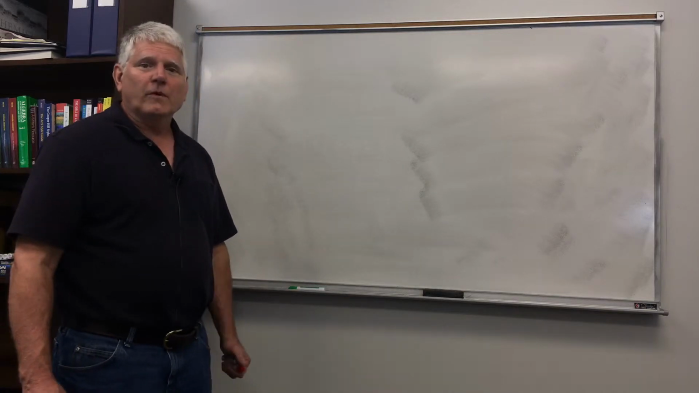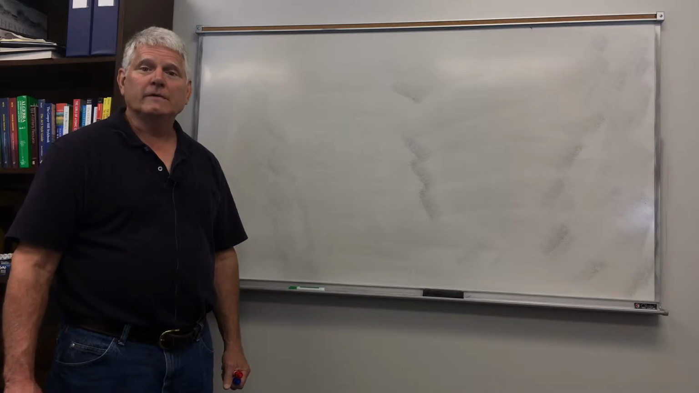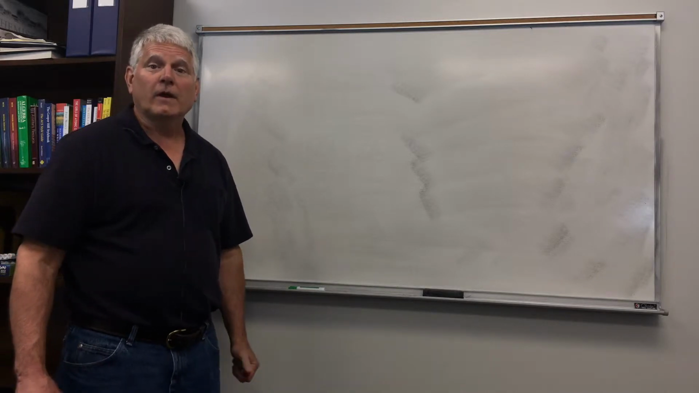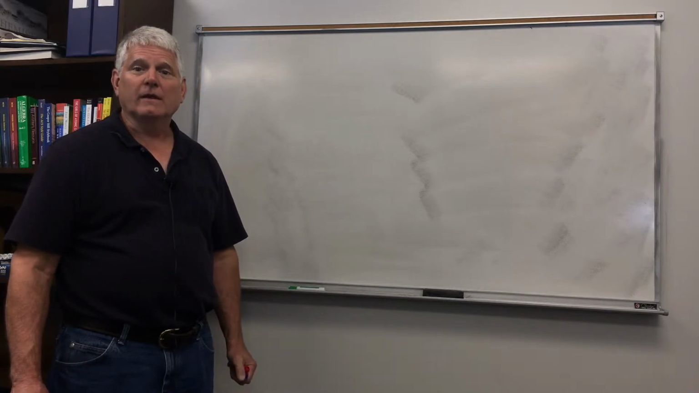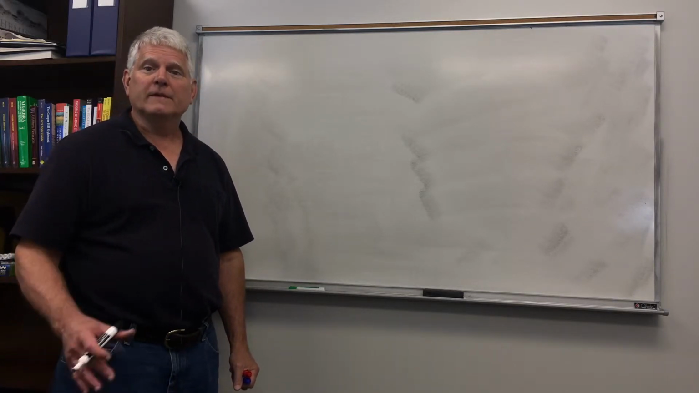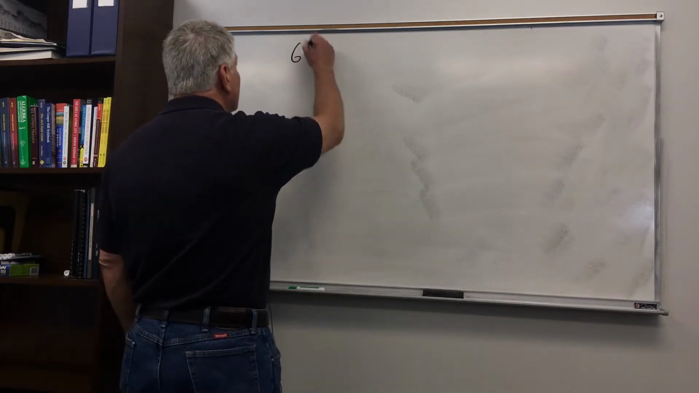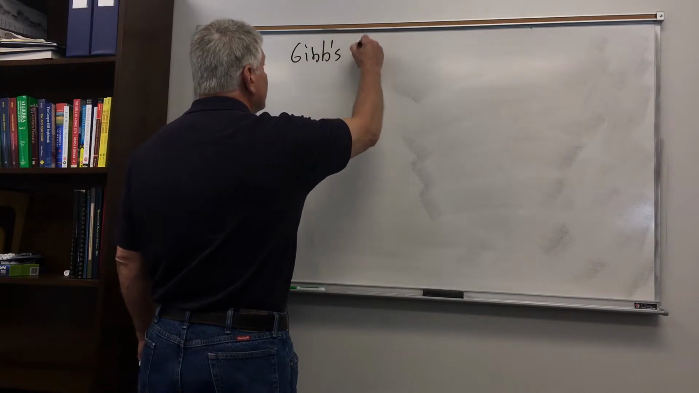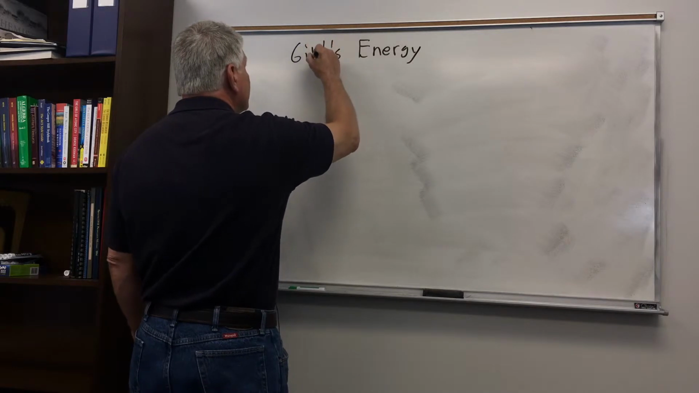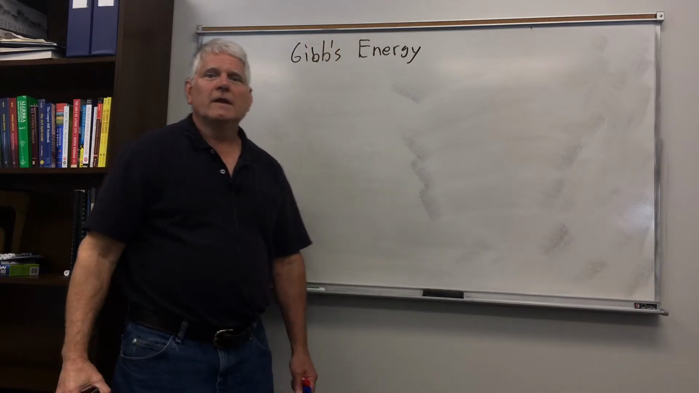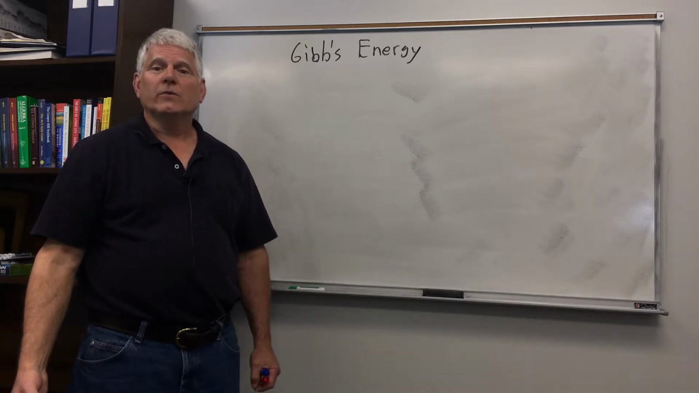Now, as we said before, the entropy of the universe has to be positive in order for a process to occur. If we want to know if a process is spontaneous or not, when we have a system that can interact with its surroundings, we can use what's called the Gibbs energy.